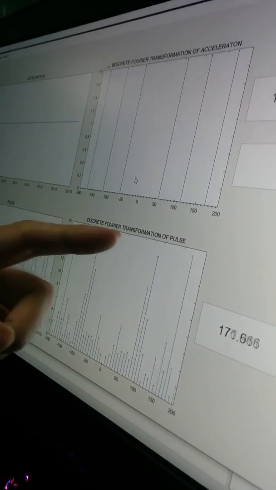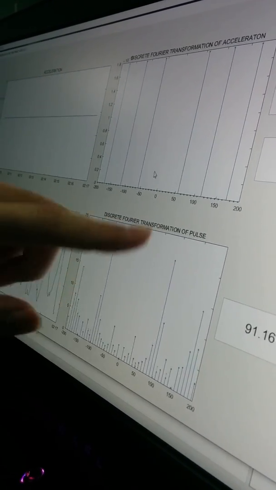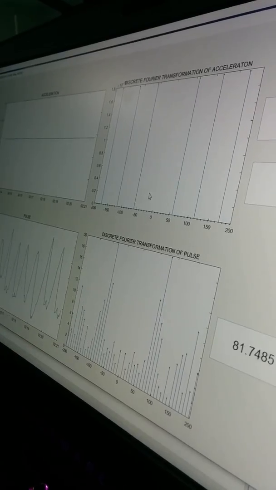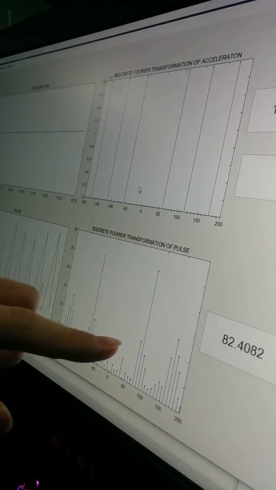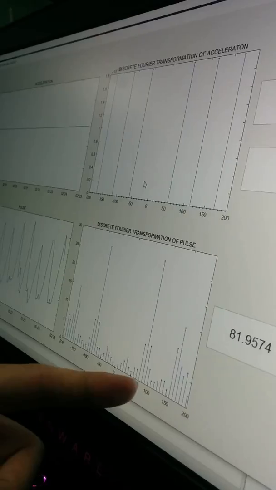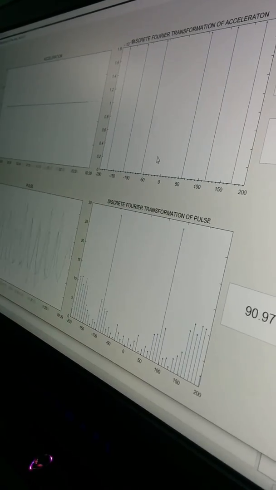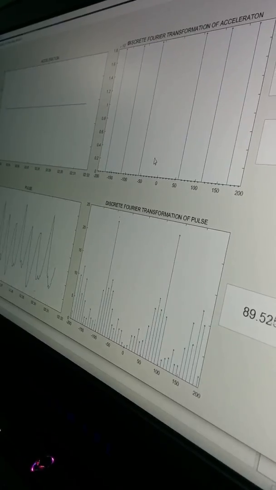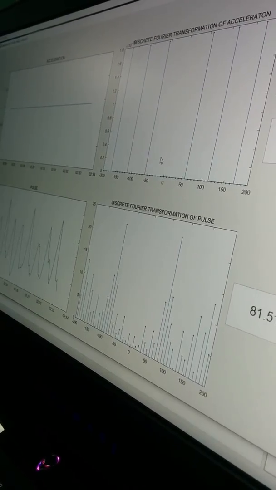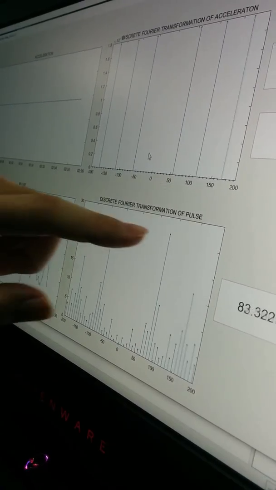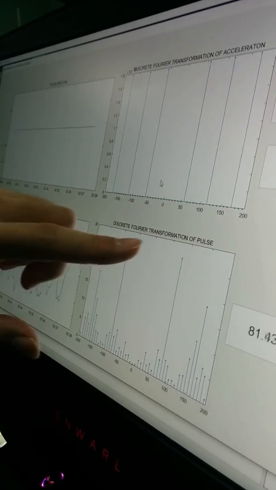I also do a trick. For the discrete Fourier transformation, you cannot just take the largest peak and say that this is your frequency, because it's just discrete, not continuous, and your pulse is kind of continuous. So I do a trick. I saw some papers and found a way to handle it.